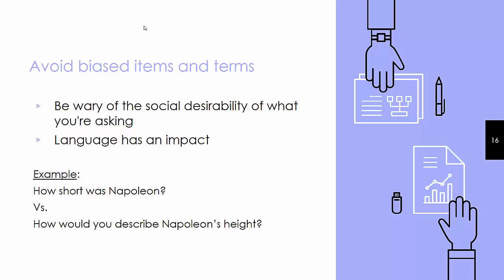Okay, avoid biased items and terms. Be wary of the social desirability of what you're asking and how your language may impact it. So, how short was Napoleon versus how would you describe Napoleon's height? The first one has some value judgment. How short was he? You just assume that there was an issue with his height. Versus how would you describe Napoleon's height? That is much more neutral and will allow the respondent to think about how they would describe it on their own.